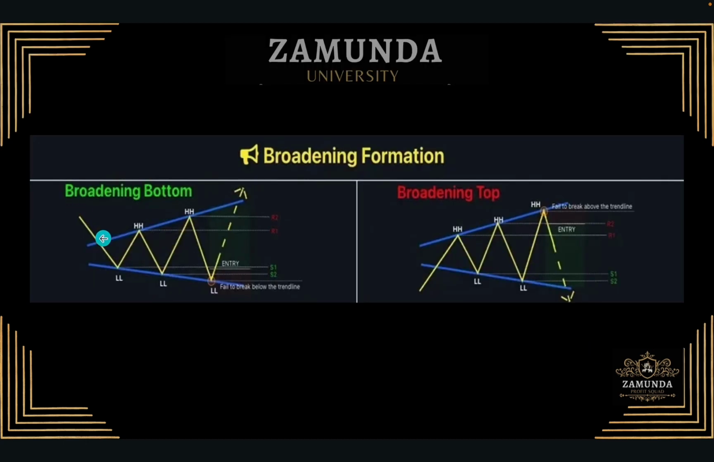So, as you can see, we have higher highs and lower lows. Price starts in a tight range and then expands into a broader range, hence the name broadening formation. You can see excellent risk to reward if you take a reversal off of a broadening formation.